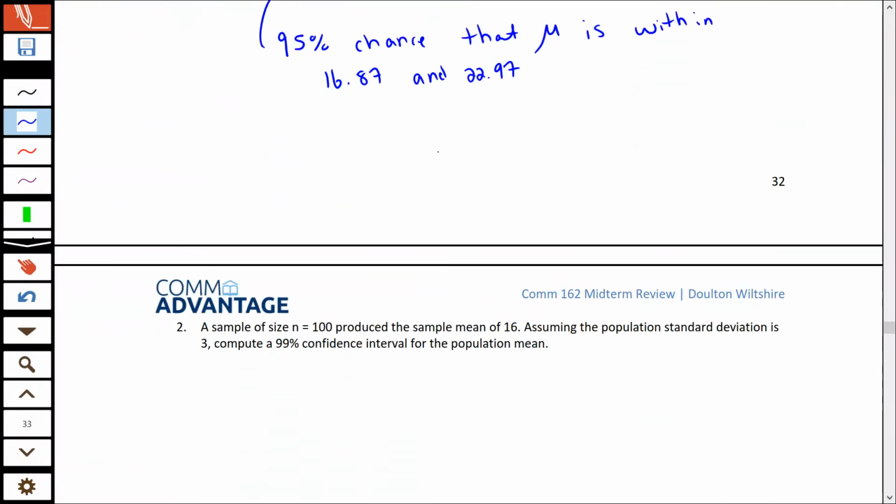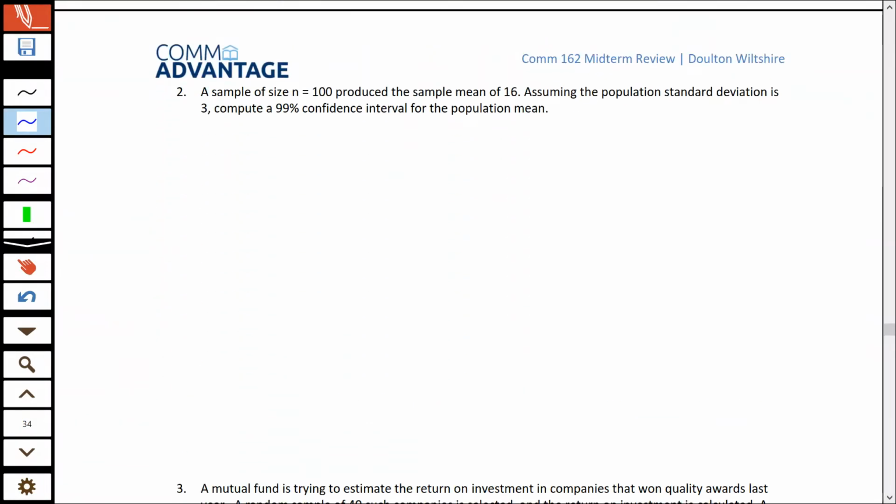If we take a look at the next example, it says that a sample size of 100 produced a sample mean of 16. So we have n equal to 100, and our mean, x bar, is 16. Assuming the population standard deviation is 3, so it's giving us sigma, which means that we're in situation 1 or 2. It's going to be a normal distribution. Compute the 99% confidence interval for the population mean. So I want a 99% confidence interval, which means alpha is 1%.